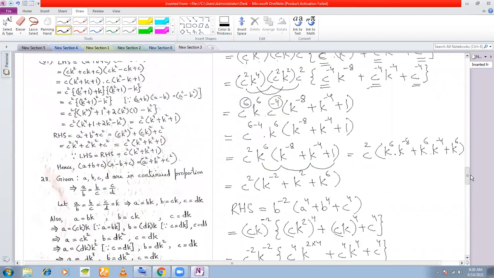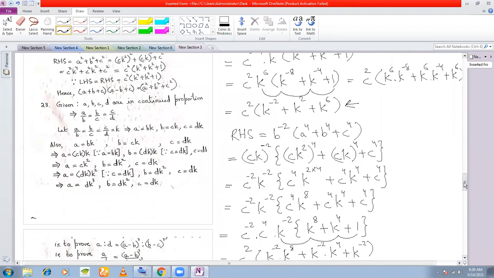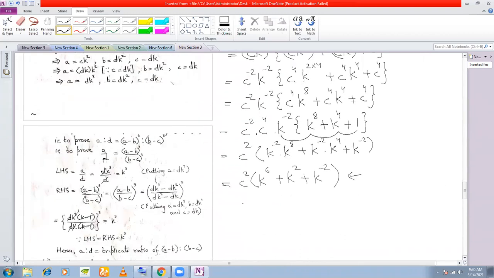And what is the value of our left hand side? This. So these two are equal, right? So therefore, we write hence LHS is equal to RHS, which is proved. Okay. So this is what I'll stop here.